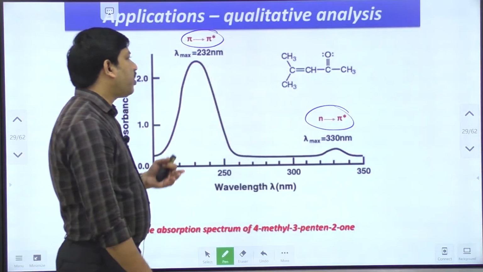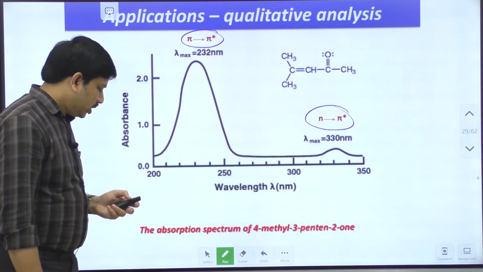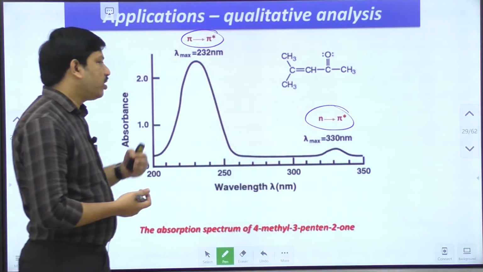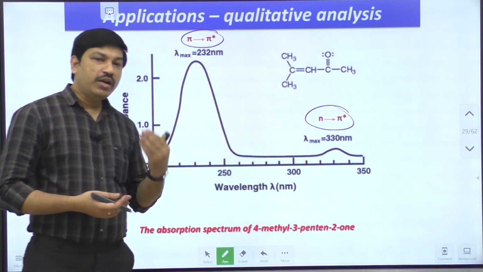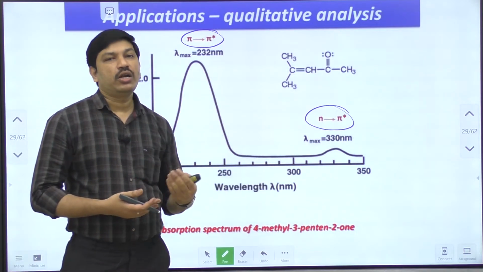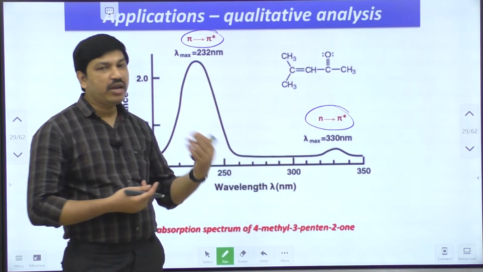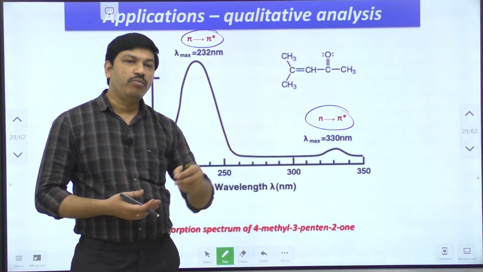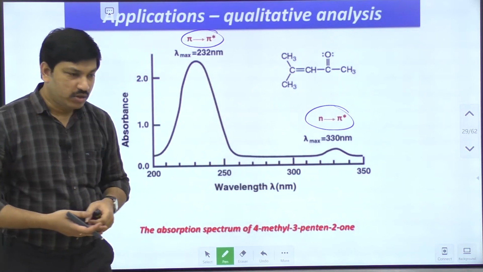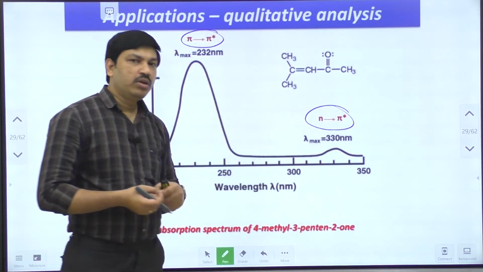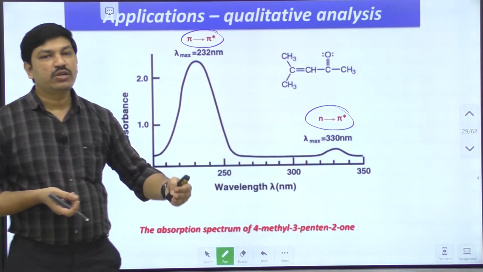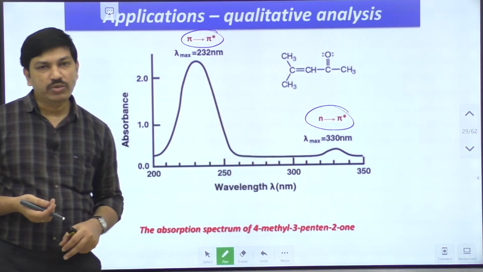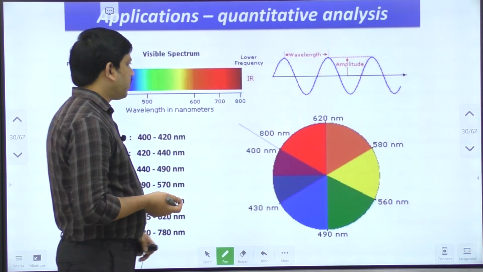Now let us see what the quantitative applications are. The main quantitative application of the UV spectrum is to determine the concentration of colored solutions. We know that many compounds exhibit color whenever they absorb in the visible region. So by using this technique, we can determine the concentration of unknown colored solutions by using the UV-visible absorption spectrum. That we will see.